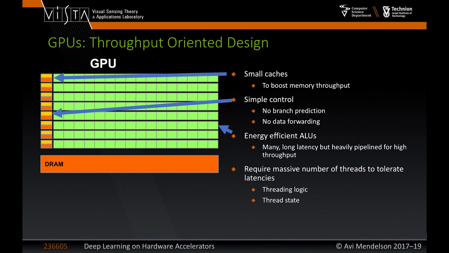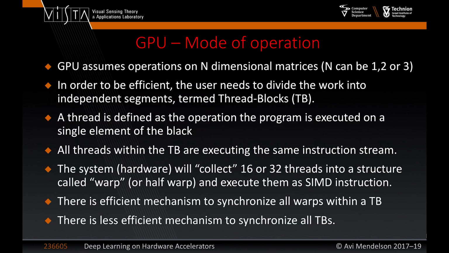But again, they will not use out of order. They are not using branch prediction. They are not using many other mechanisms. So what are they doing? Actually, they are replacing most of the mechanisms that we know with other mechanisms. First of all, GPUs are mainly supporting mathematical operations.